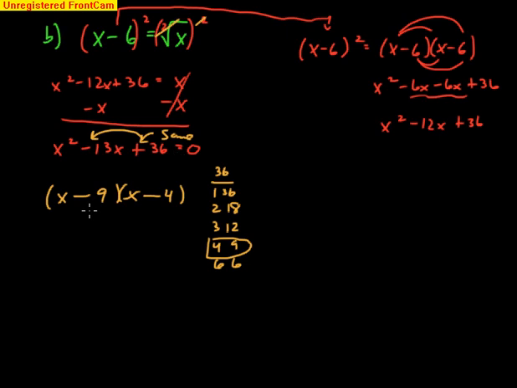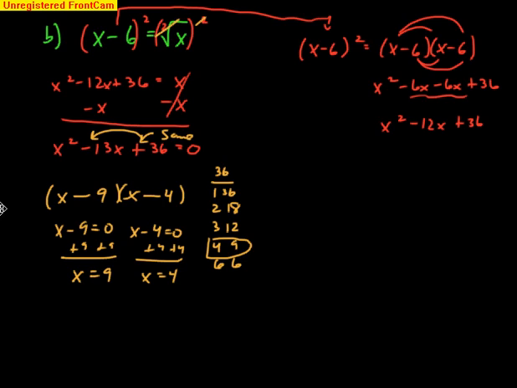And because this equation is set equal to 0, we set each of these equal to 0 to solve. So we have x minus 9 equals 0. X minus 4 equals 0. Add 9 to both sides on the first one. X equals 9. Add 4 to both sides on the second one. X equals 4. So here are our 2 supposed answers, 9 and 4.